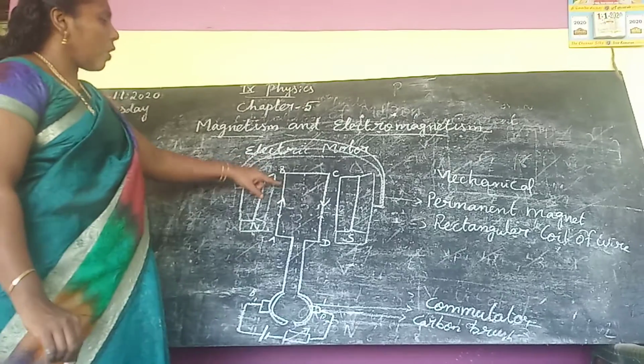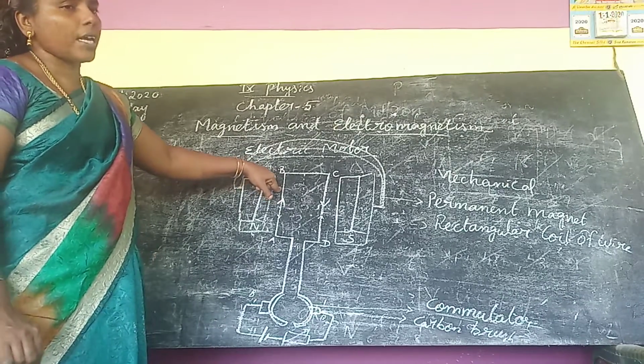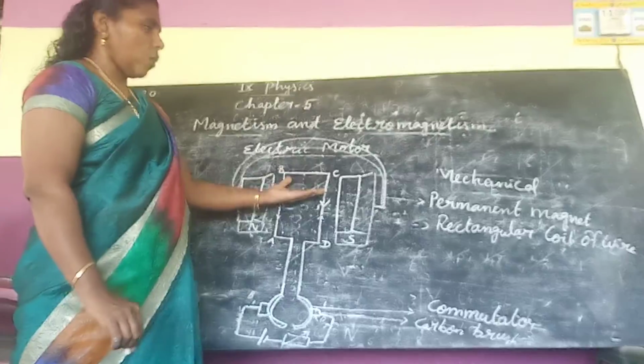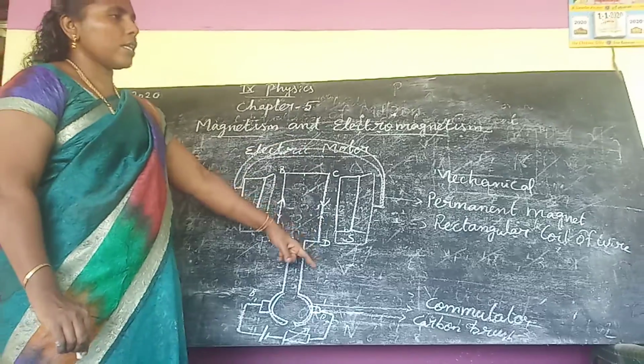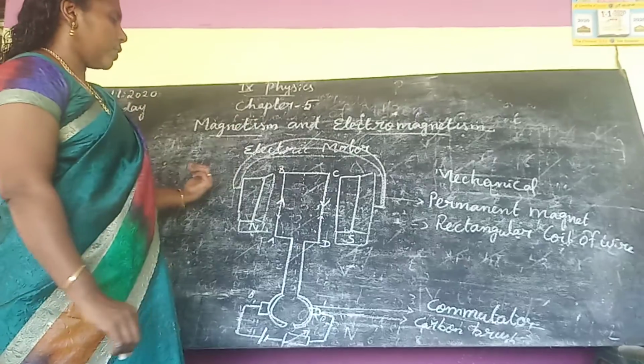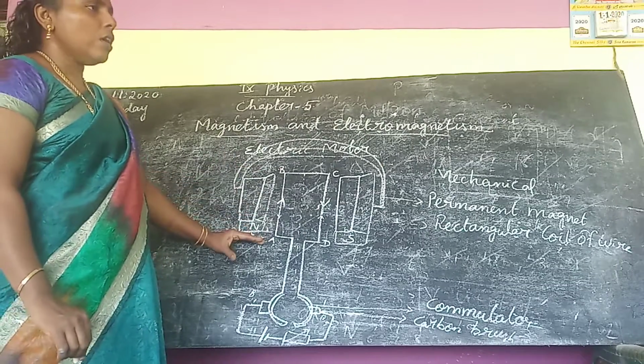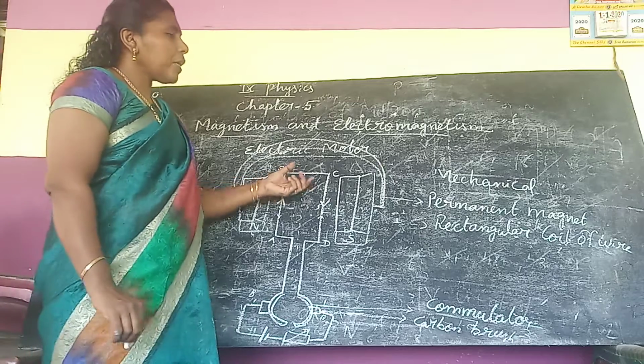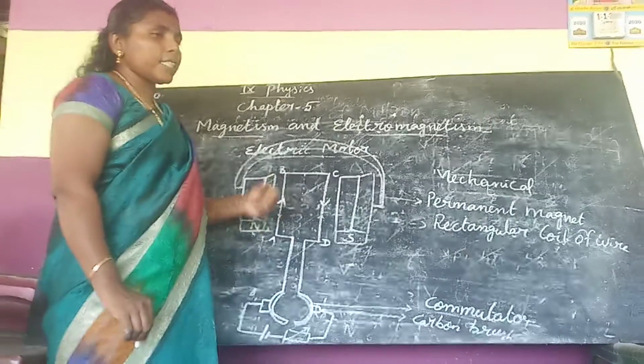rotates. First, which direction does it rotate? Clockwise direction. After that, anti-clockwise direction. First cycle, clockwise direction. Next, anti-clockwise direction. Next also clockwise direction, anti-clockwise direction. So like that it keeps going on. Then how can the speed of the coil be changed? Say that there are four points.